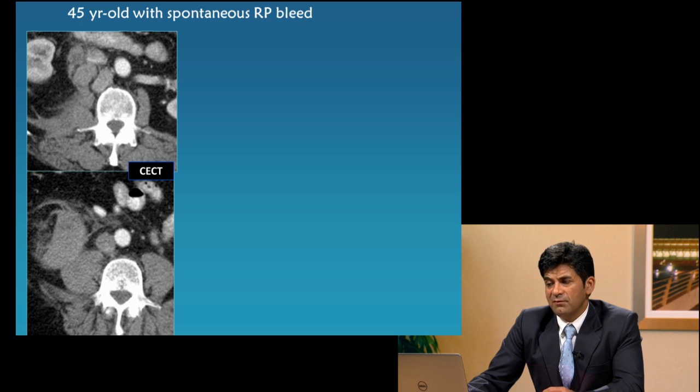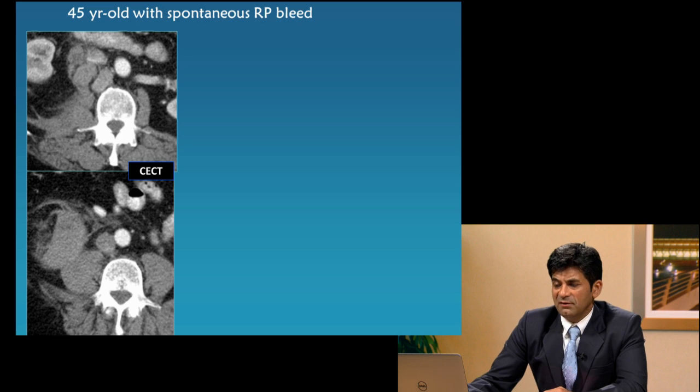Now, this is a 45-year-old who presented with abdominal pain, and on an unenhanced exam, there was evidence of hemorrhage. Here I'm showing you images from the right side of the abdomen. We can see the right kidney, and inferior to the right kidney, there is an area of hemorrhage. There are some other areas medially along the aorta, so it's not clear if some of this is tumor.